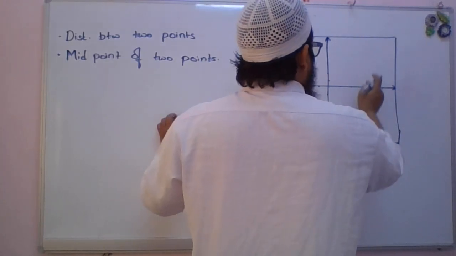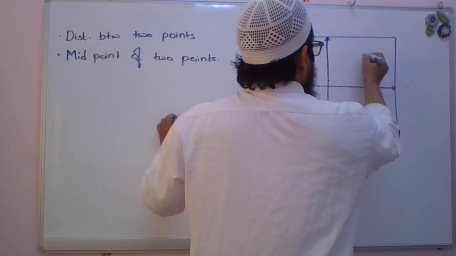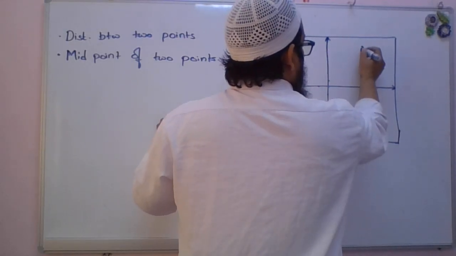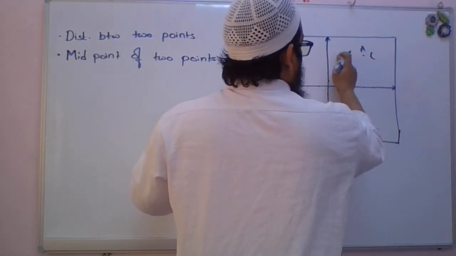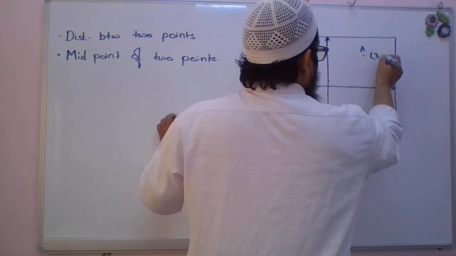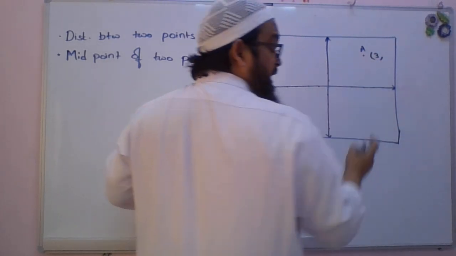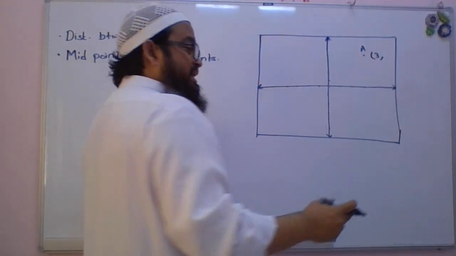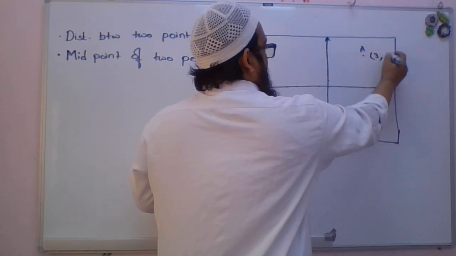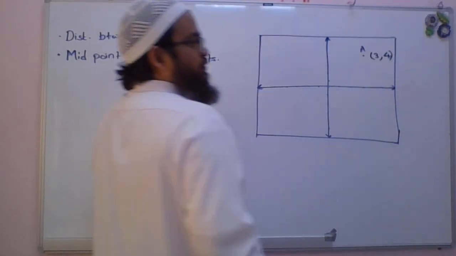Let us say I have taken a point over here. What is the x coordinate? Let us say A. The x coordinate is 1, 2, 3. So it is 3. And what is the y coordinate? The y coordinate is the distance from the x axis, right? Let us count 1, 2, 3, 4. So this point is 3, 4.